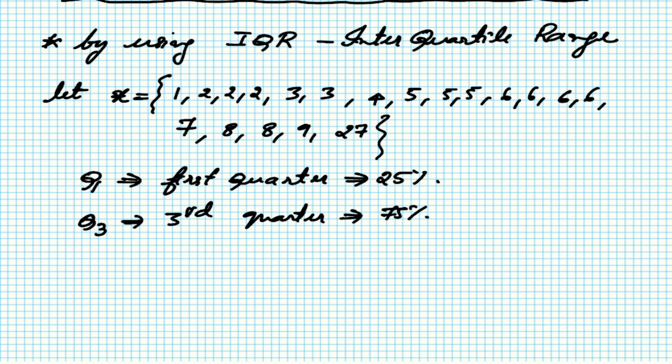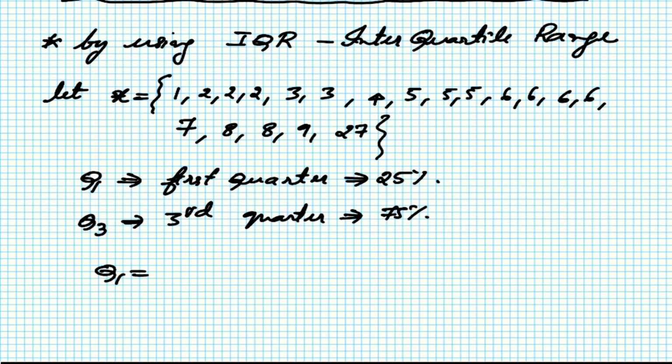Whenever we are proceeding with the outlier detection and removal using the IQR technique, please remember the data set needs to be arranged in a sorted format, ascending order. It's already there. Once you have done that, calculate the Q1 and Q3. Q1 can be calculated as the 25th percentile element.